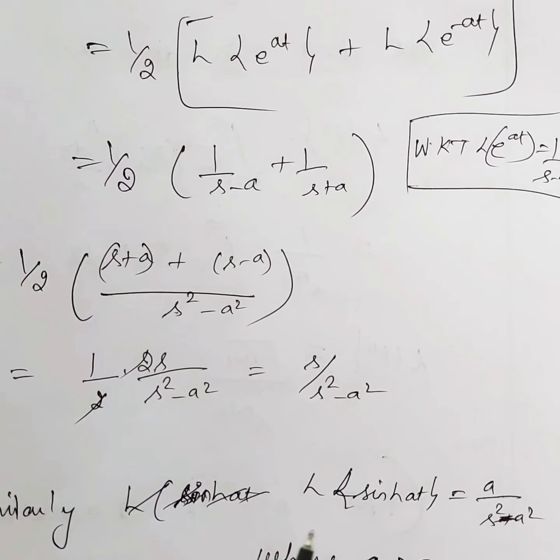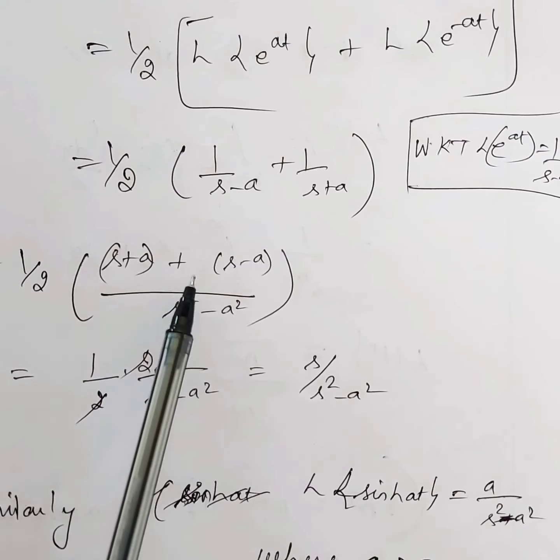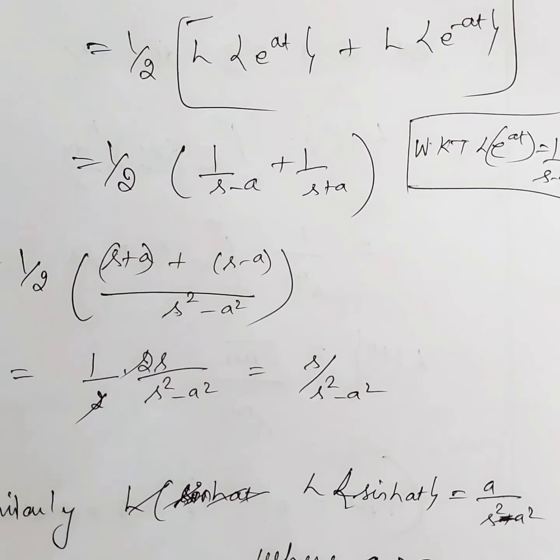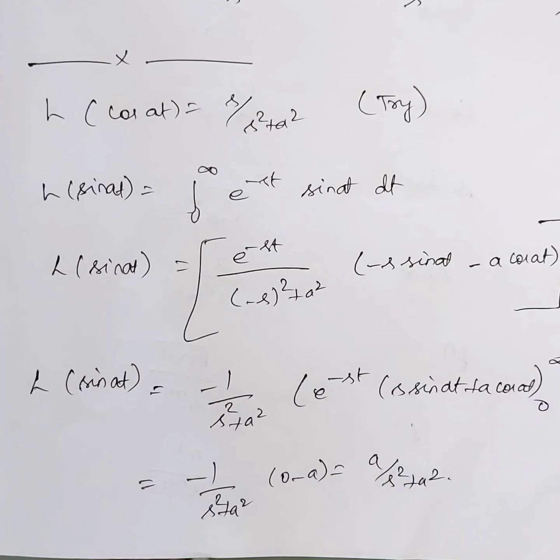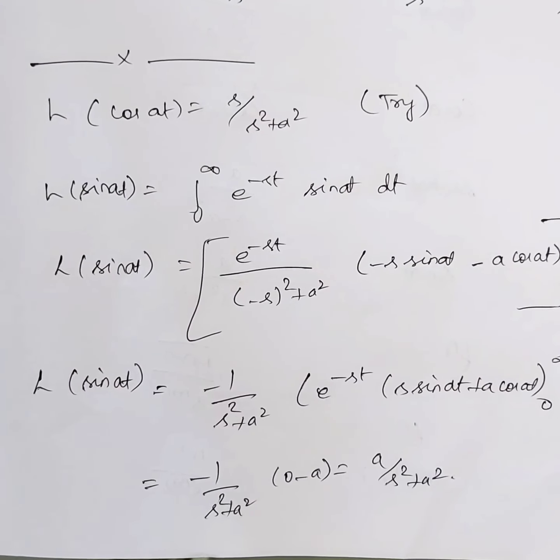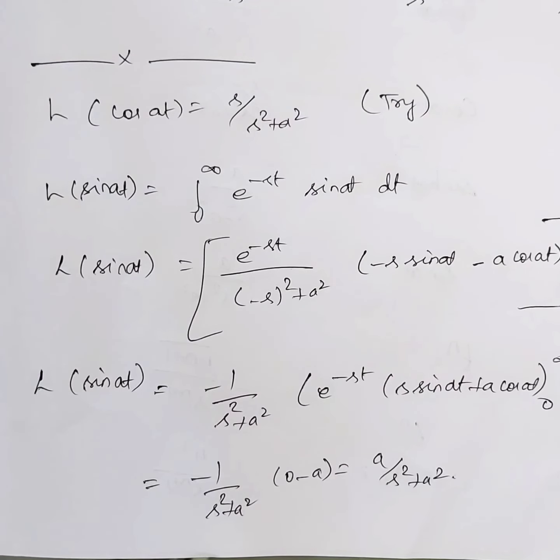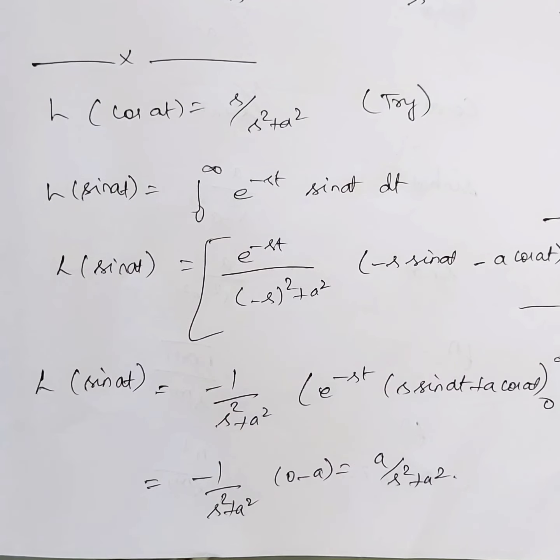Similarly, we can solve Laplace of sin h at. So in sine hyperbolic function, we will get e power at minus e power minus at, correct? So s will get cancelled. In the numerator, I will get a by s square minus a square, which is the formula. You can try to find Laplace of sin h at by yourself. If anyone is still struggling to write the sine hyperbolic function, sin h at is e power at minus e power minus at by 2. That is the formula for sine hyperbolic.